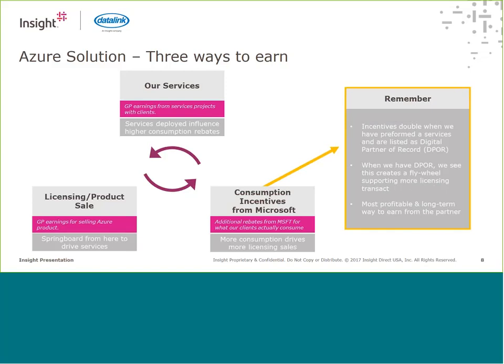So when we're able to take that product sale with the licensing and pair it with our services, the consumption incentives we receive double. We actually go from 10% to 20%. Now there's other benefits to influencing that services and product as well. When we get DPORs, we actually start getting visibility into customer subscriptions and their usage. But what it really does is drive up our profitability, and with access to their subscriptions, we can see more strategic ways to cross-sell and go back into those accounts.